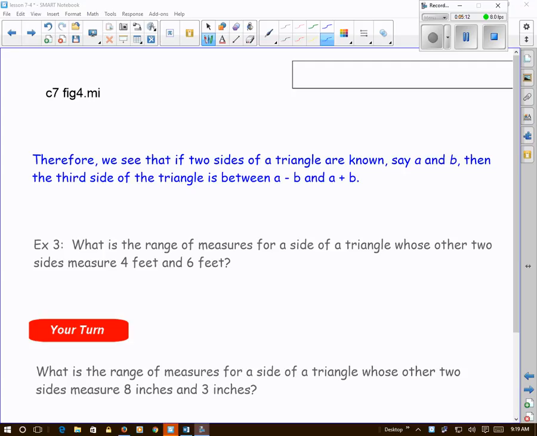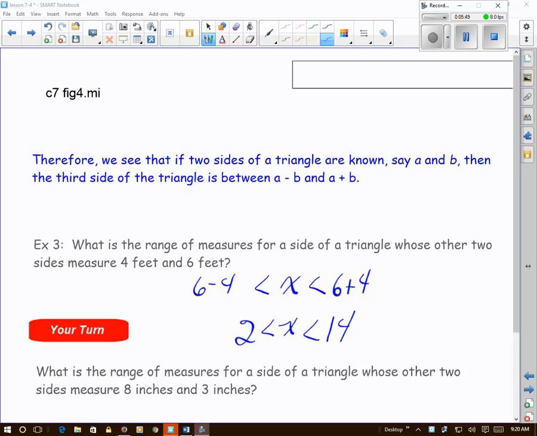What's the range of measures for a side of a triangle whose other two side measures are 4 feet and 6 feet? If we let x be the side that we're looking for, it has to be between 6 minus 4 feet and 6 plus 4 feet. So the third side is greater than 2, but less than 14.